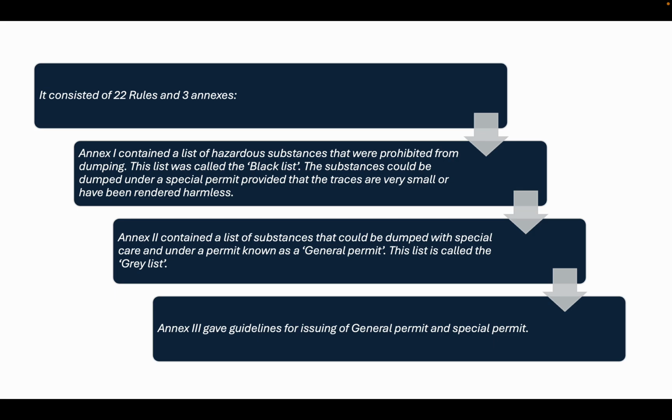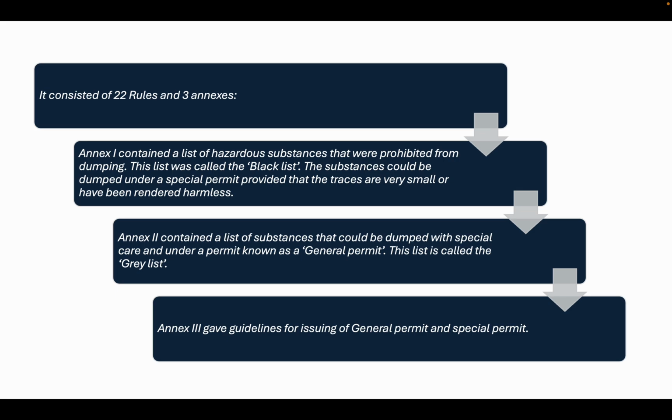This main convention consists of 22 articles and 3 annexes. We are not much concerned about these 22 articles, that is not very important. So these 3 annexes we will see. It is very easy to understand these 3 annexes.